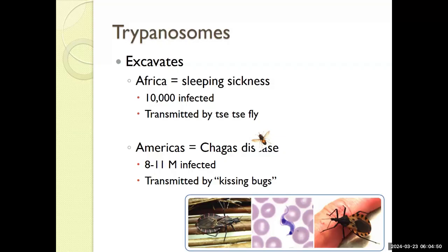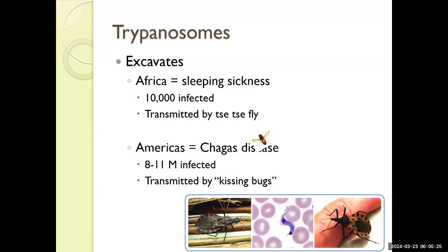The last two protists. Let's talk about two other protozoan parasites, the trypanosomes. These belong to the excavate group. It's interesting to note that these trypanosomes are genetically identical, but because they evolved in different environments, they have adapted to two completely different vectors and result in two different diseases.